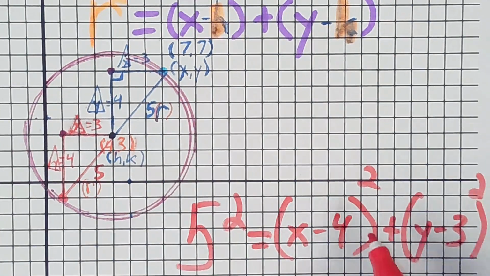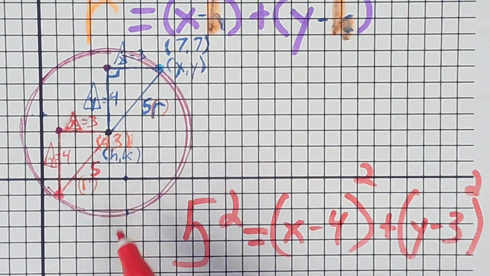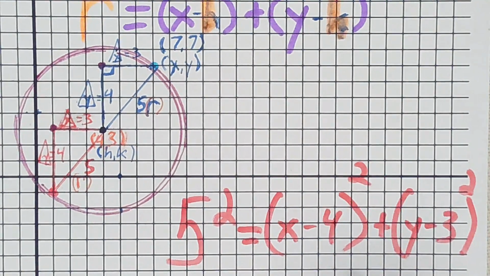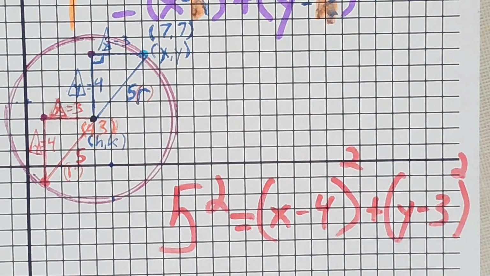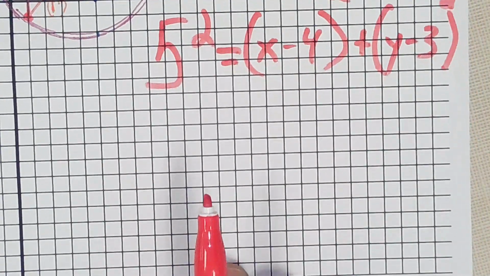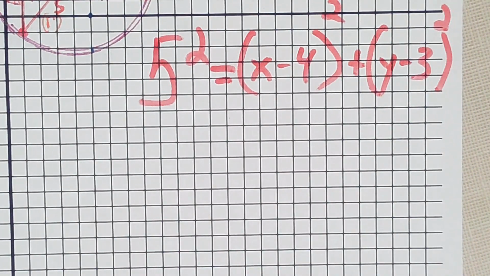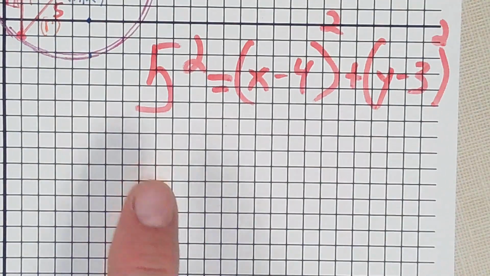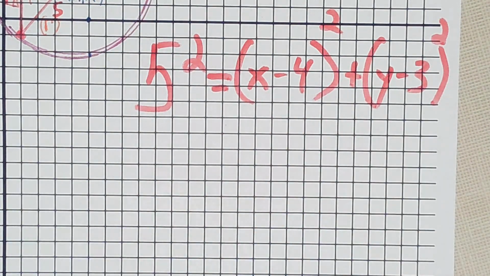Now keep in mind, if the center point is negative, it's going to be minus a negative number, and that negative will turn that into a positive number. So that is how that looks. So if I'm given just this equation, and you're asked what that circle looks like, you say, oh, that is a circle with a radius of 5 whose center is at 4, 3. And it's that simple. Okay?